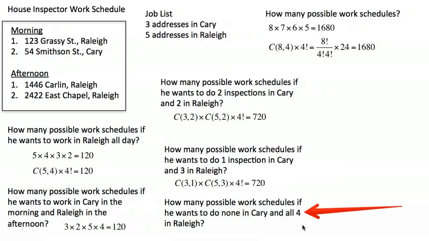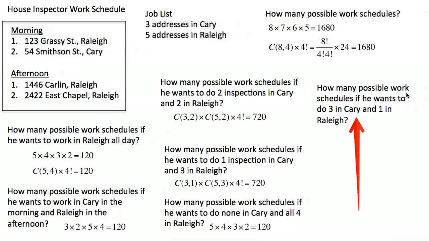How many possible work schedules if he wants to do none of the inspections in Cary and all 4 of them in Raleigh? Well, that's actually the same as what we calculated back here in this scenario, isn't it? Working in Raleigh all day long. So the solution to this question is the same as when we did that question previously. 120 ways if he does no inspections in Cary and all 4 in Raleigh.